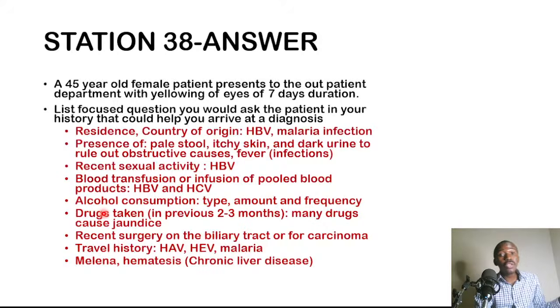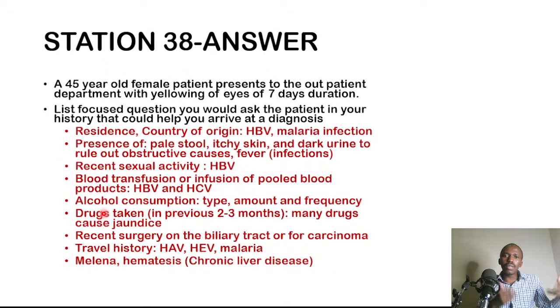Okay, so yellowing of the eyes: residence, country of origin, you're looking out for hepatitis B, malaria. Symptoms that point you towards obstructive jaundice, so things like pale stool, itchy skin, dark urine. And of course, the stool can sometimes be fatty, very difficult to flush if they have a flushable toilet. If they have had any recent sexual activity, it could be hepatitis B infection. Any blood transfusion, you're thinking hepatitis B or C. Any tattoos, any piercings that they got recently.